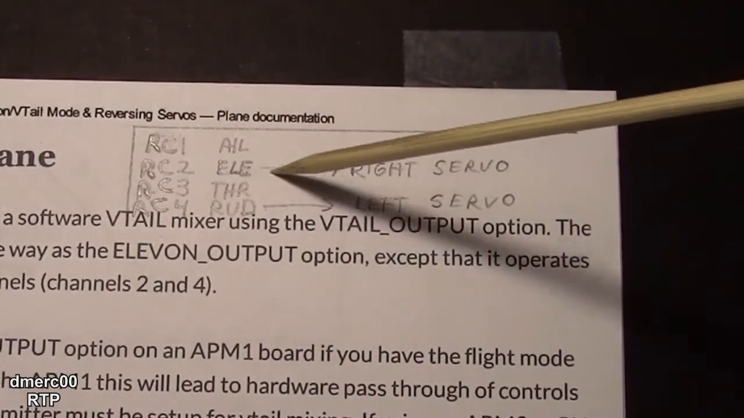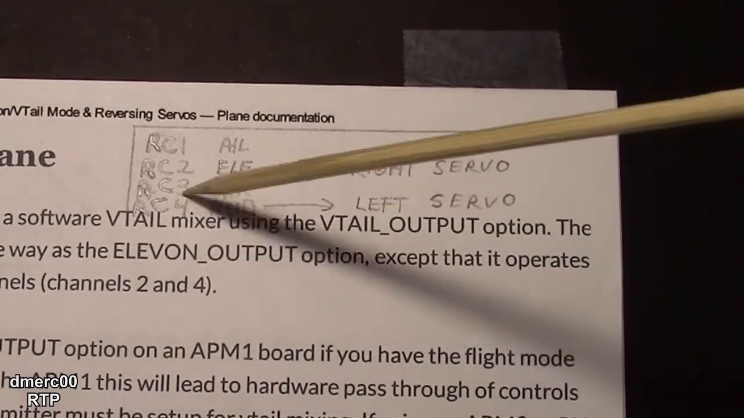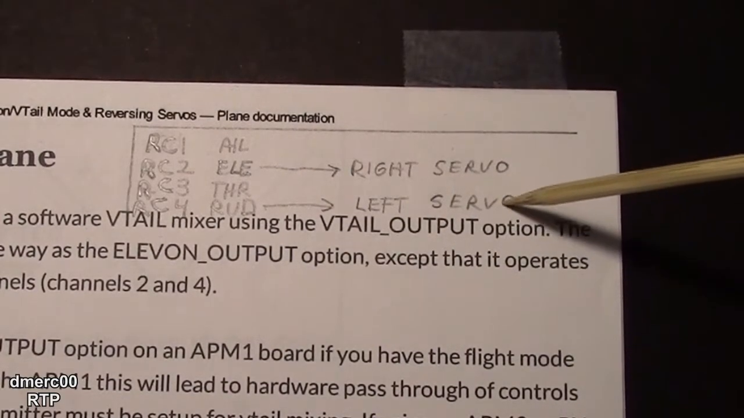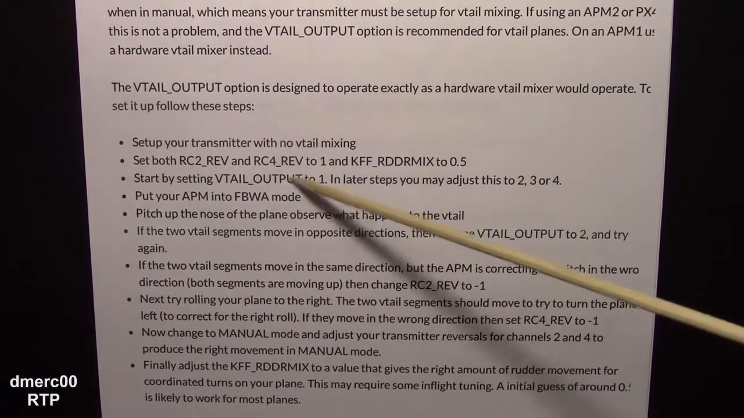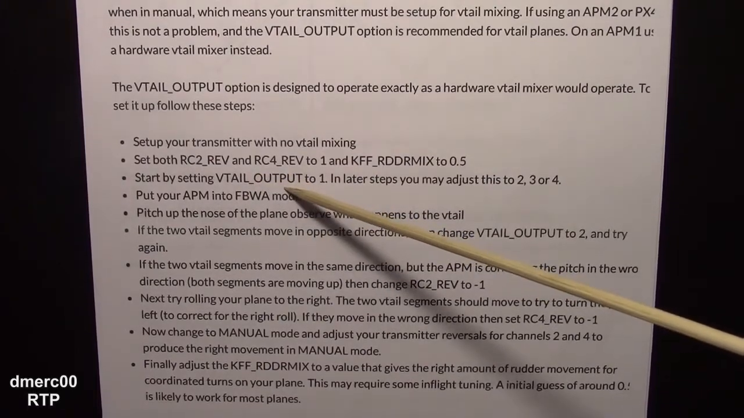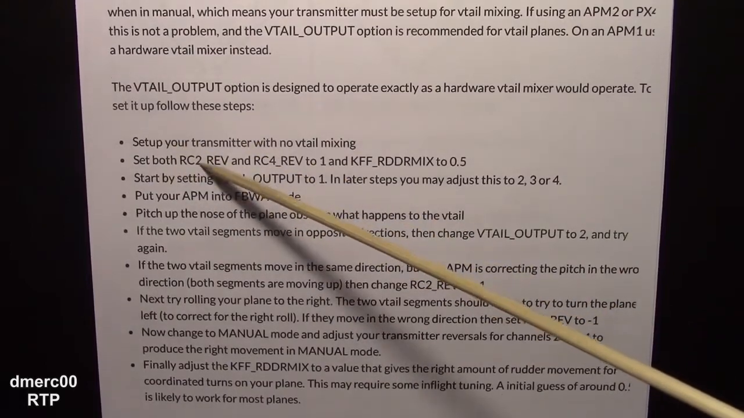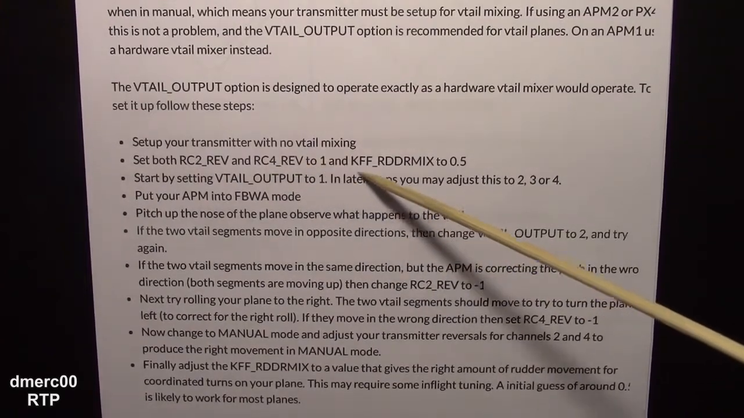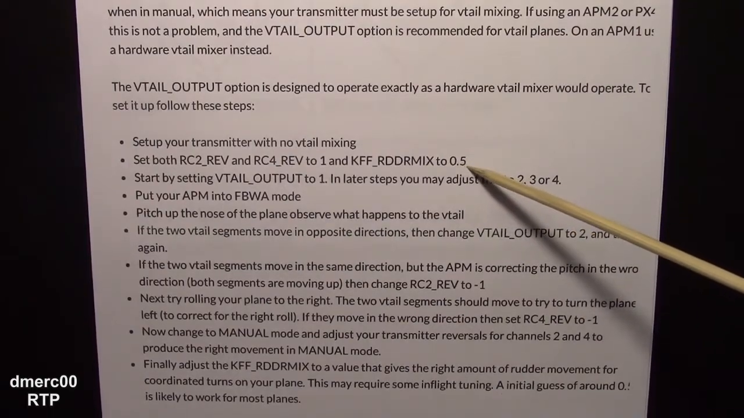So RC2, elevator, is going to go to the right-hand servo on the V-tail, and then channel 4, the rudder, is going to go to the left-hand servo on the V-tail. So these values that you see here throughout the instructions are just parameters that are within the Mission Planner in the advanced parameters list. So the first thing we have to do for setting up the mixing is to set RC2 reverse and RC4 reverse to a 1, and then the KFF_RDDR_MIX to a 0.5.